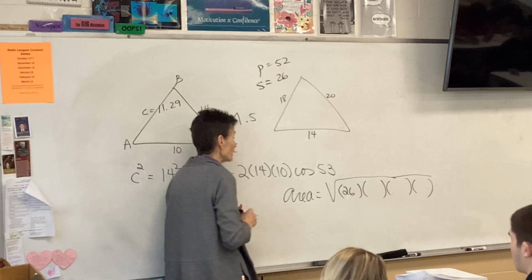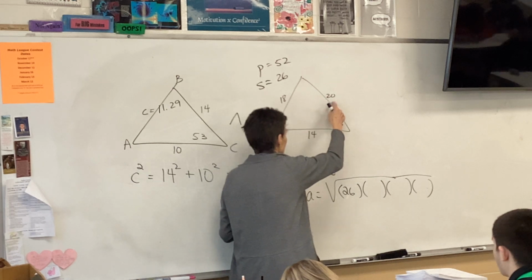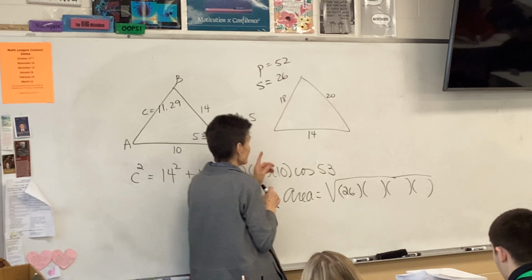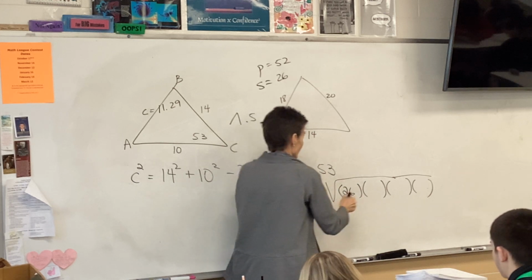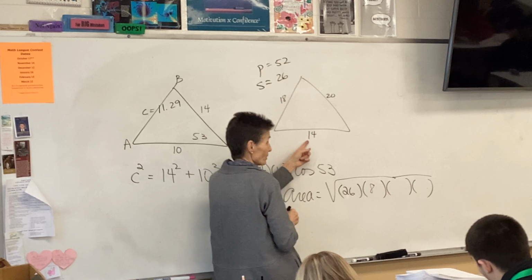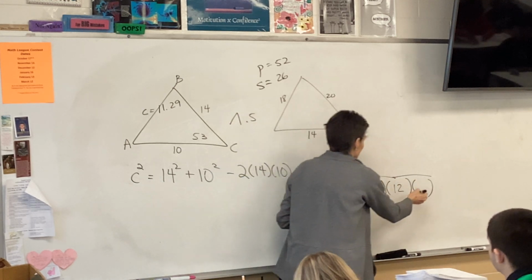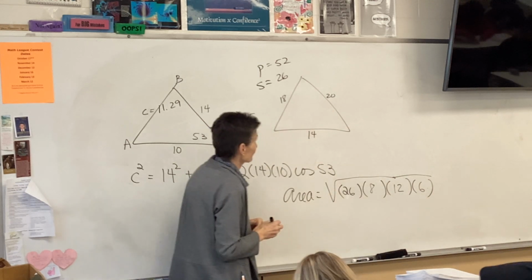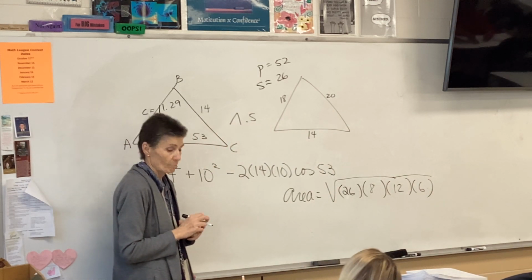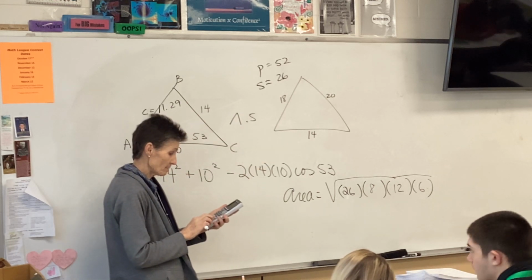And then we take 26 minus each of these, in any order. So 26 minus 18, 26 minus 14, and 26 minus 20. And then we just times them all together.